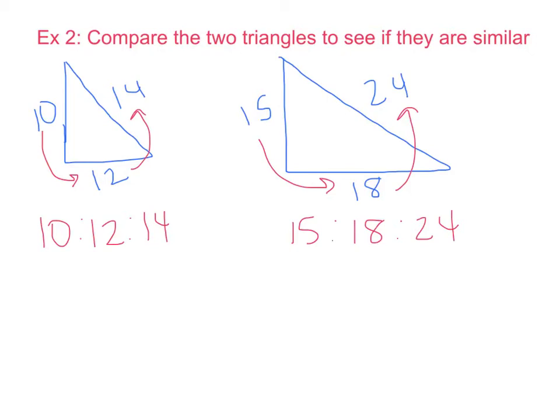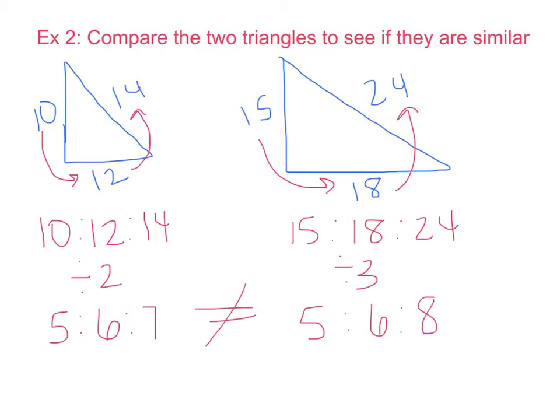So this one we can divide by 2. And this is going to give us 10 divided by 2 is 5, 12 divided by 2 is 6, and 14 divided by 2 is going to be 7. And then we're going to look over here, and it's going to be 3. So we're going to divide by 3. 15 divided by 3 is 5. 18 divided by 3 is 6. 24 divided by 3 is going to be 8. So if we look at our two proportions, they are not equal, so these are not similar.